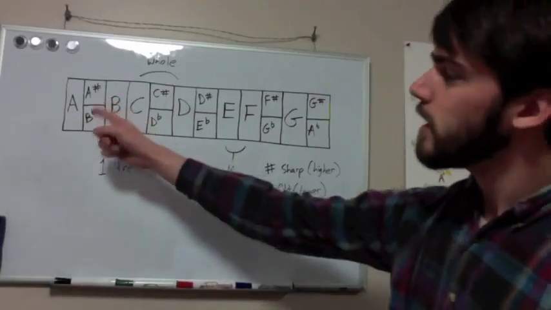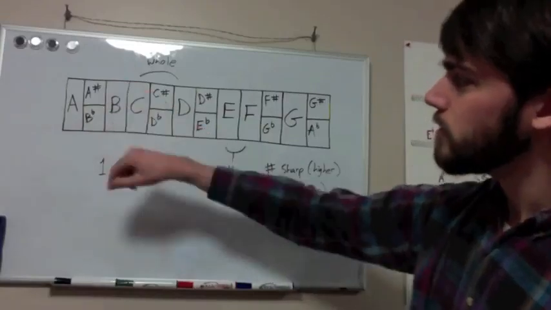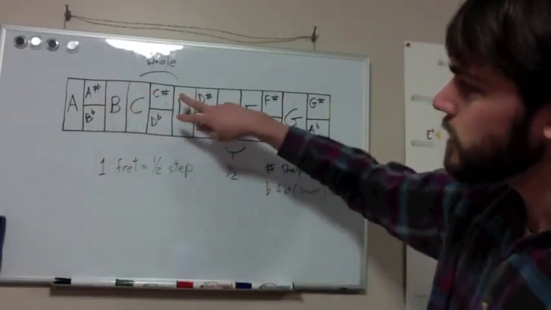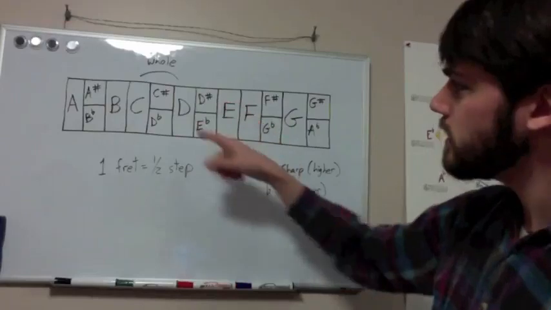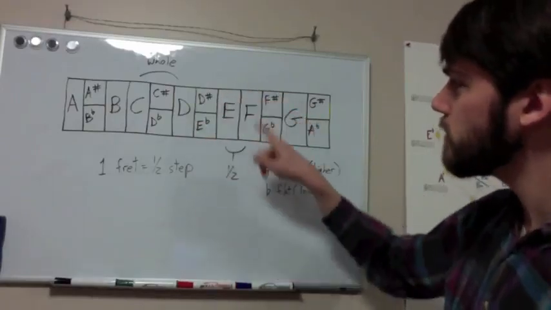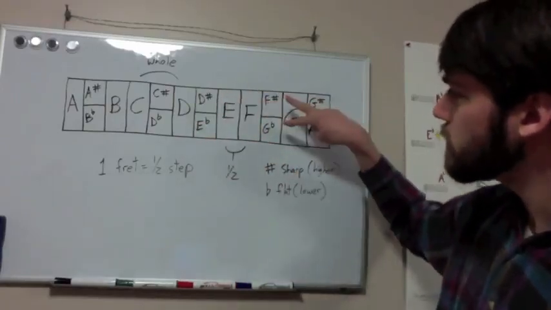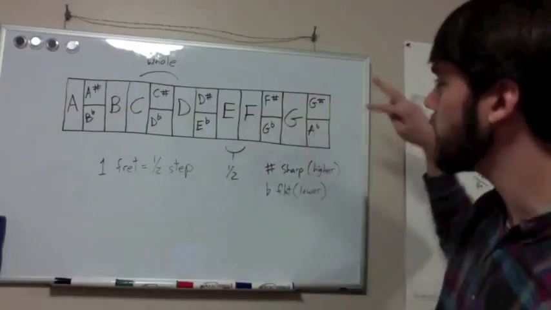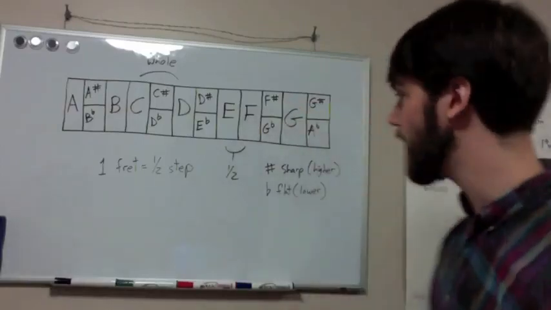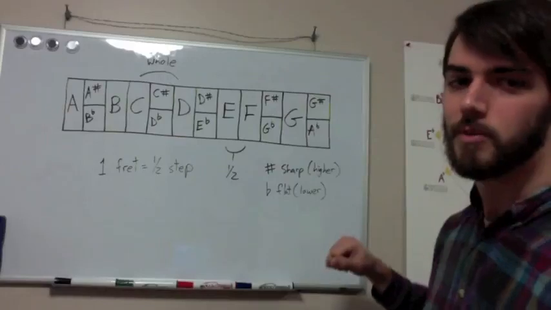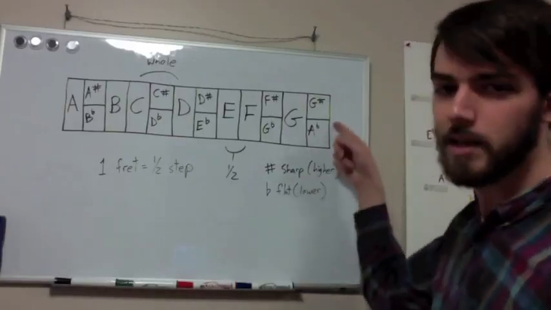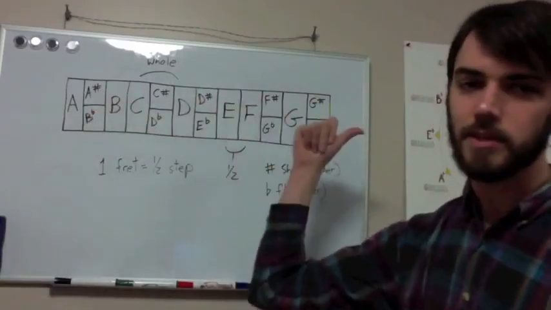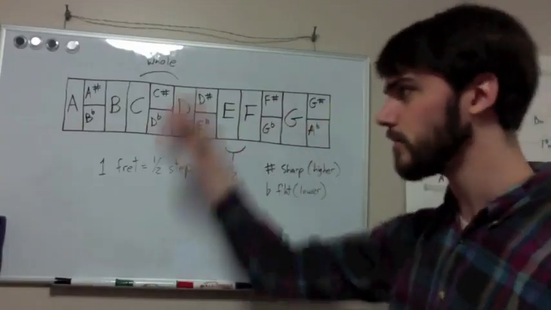So we have A sharp and B flat as one note. B, C, then again we have C sharp and D flat, same thing. D, D sharp and E flat, same note. E, F, F sharp and G flat are the same note. G, and G sharp and A flat are the same note. After this G sharp note, or A flat, you just get back to A. You go right back to the beginning and start the cycle all over again. It just loops around over and over again.